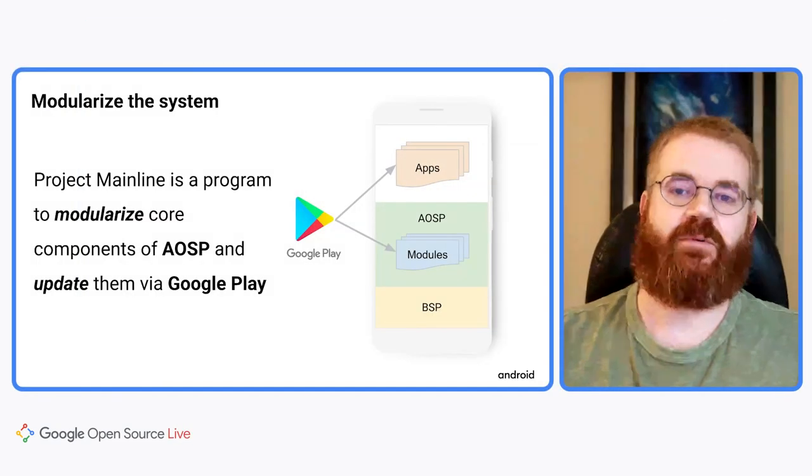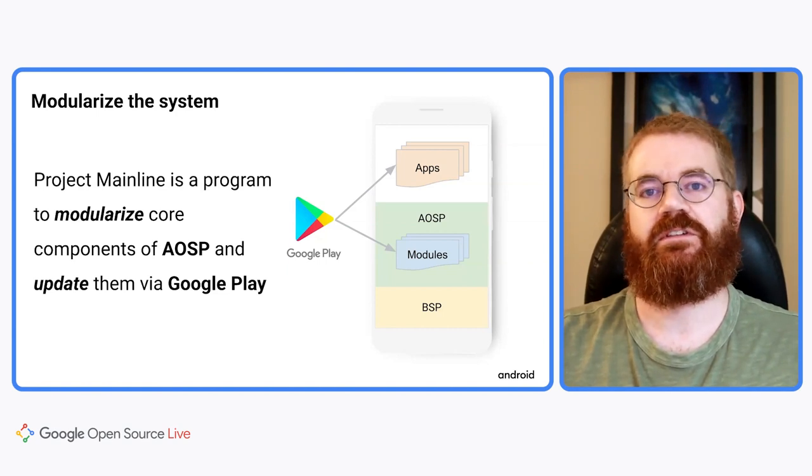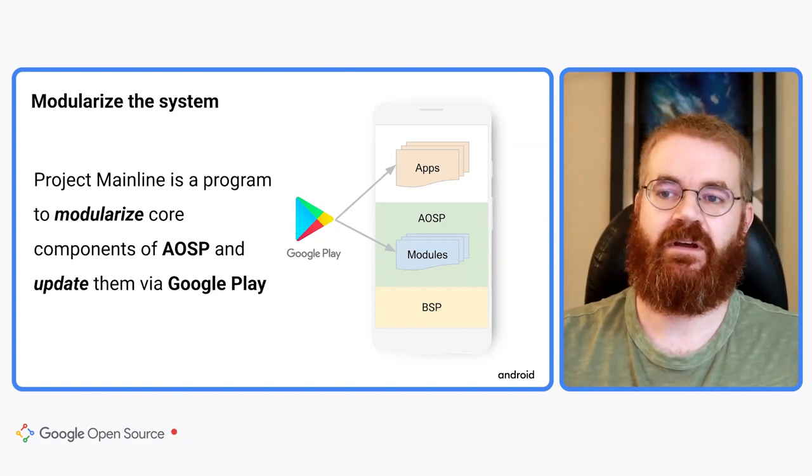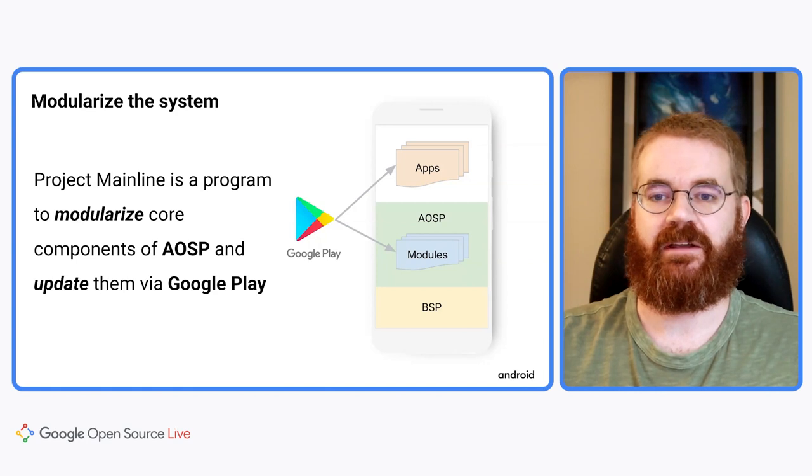Thanks, Lars. I'm Jeff Hamilton, and I run the Project Mainline group within Android. And I'm here to talk to you today about how Mainline works well with AOSP, and AOSP helps us out with our development. So first, let's talk about what is Project Mainline. It's a program to modularize core components of the AOSP platform and to update them via Google Play.